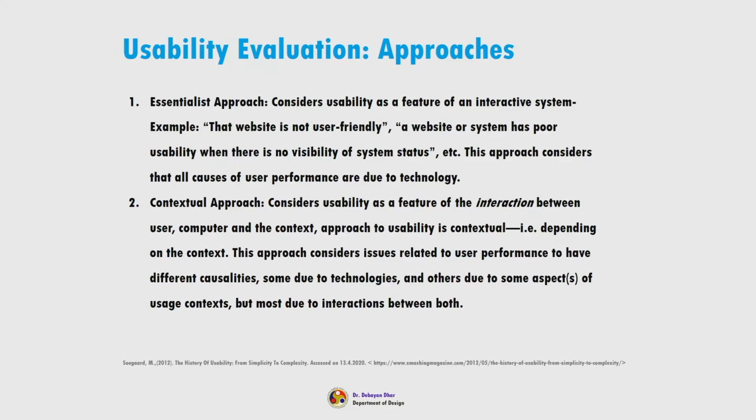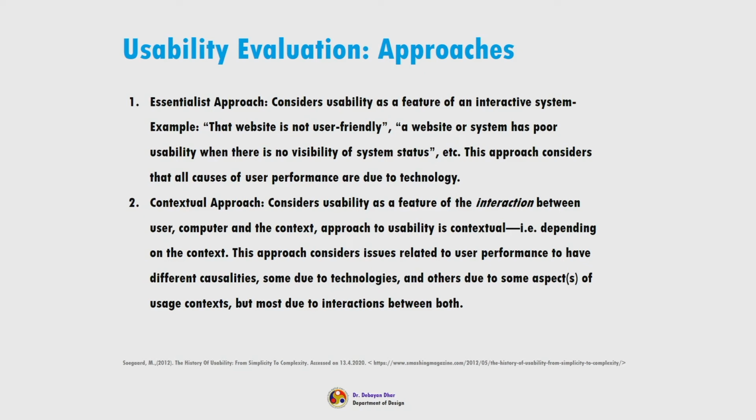Now, while all these were happening, if you go back and take a look at the literature, you would realize that designing such interactive systems among the design community was focused specifically on two approaches. The first one was the essentialist approach. The second one was the contextual approach. Now, in the essentialist approach, it is considered that usability is a feature of an interactive system.